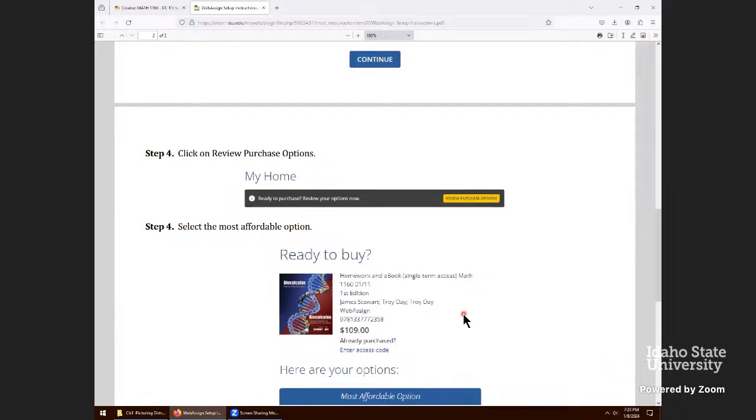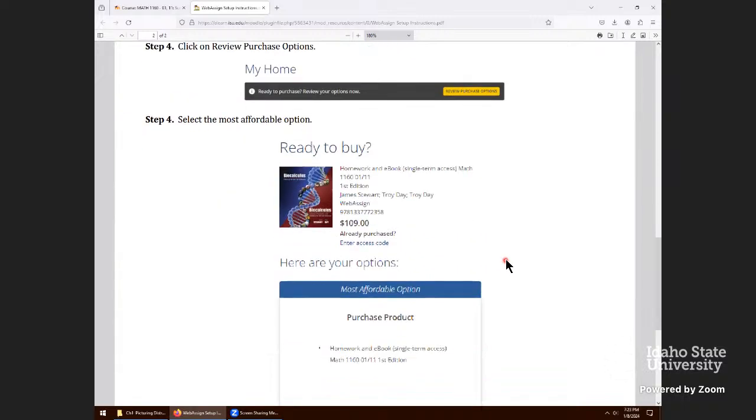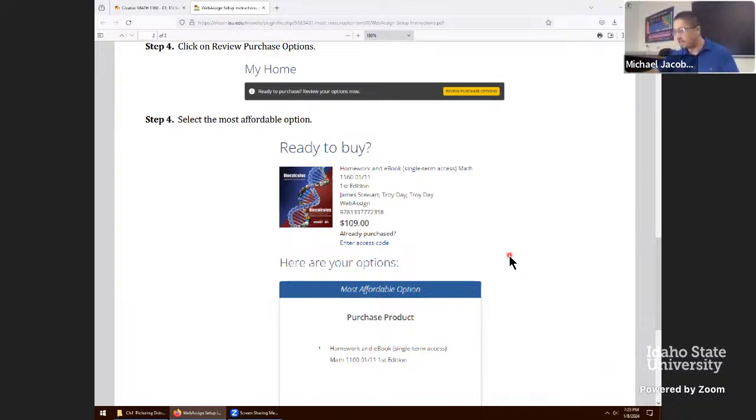Okay. I got a quick one. Sure. So it says that there's a one-term access and a multi-term access, that the multi-term access is $72. So do you know what the difference between those two is? I do not. I'm going to have to take a note of that. Thanks so much for spotting it.